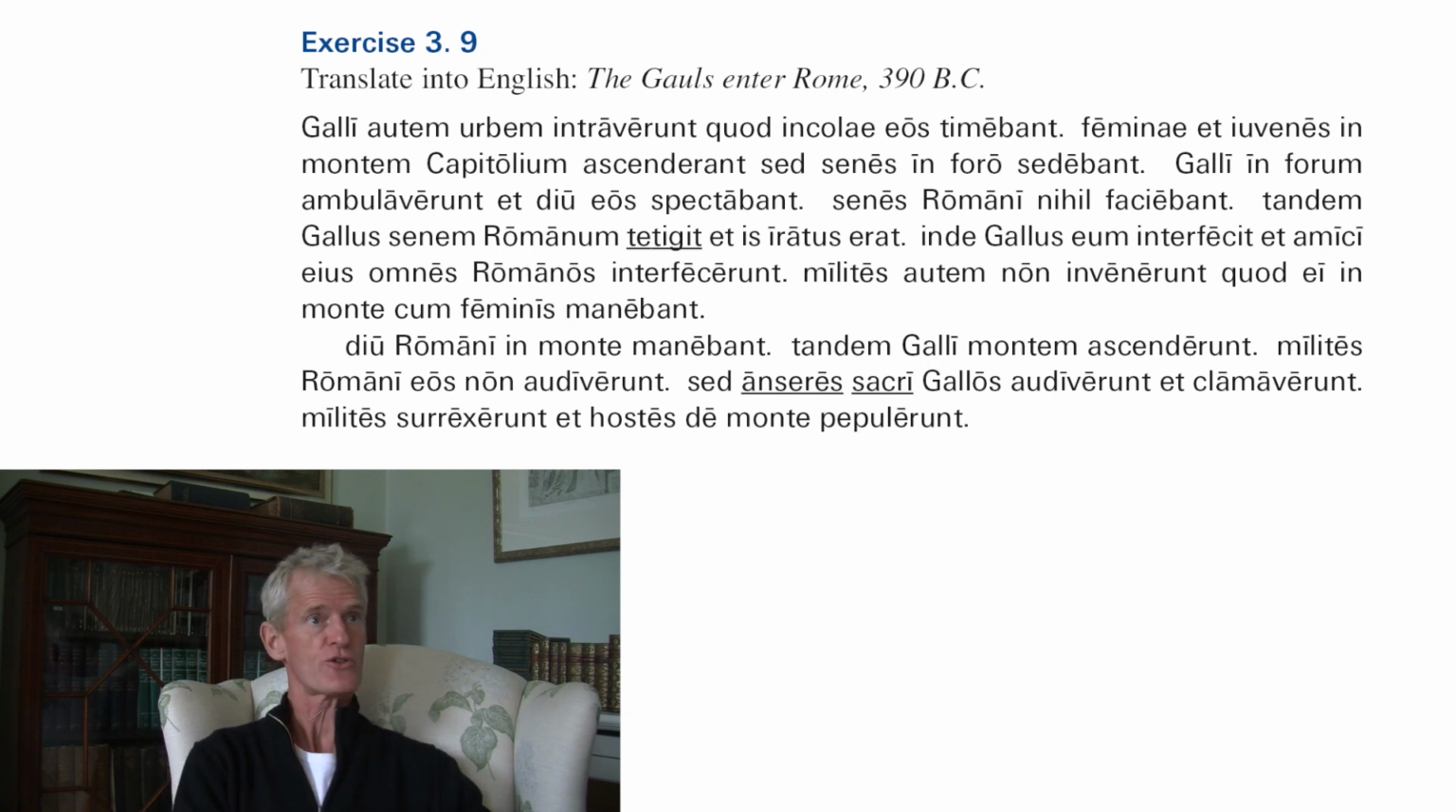So, at last, he, she, or it touched. Now, is there a noun in the nominative? We've got Gallus. Okay, perfect, nominative singular. So, at last, a Gaul touched senem Romanum, a Roman old man, et is iratus erat. And is, that's from is id. So, when used in agreement with a noun, it means that. When used on its own, it means he, she, it. So, and he was angry.